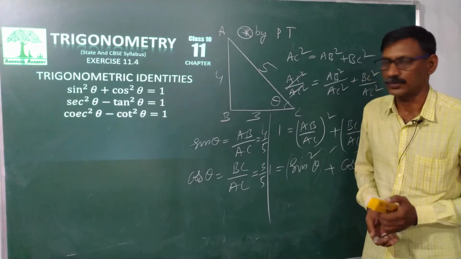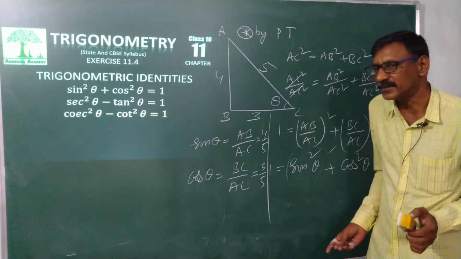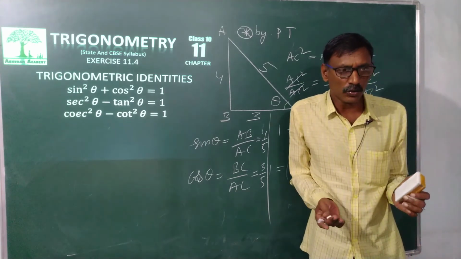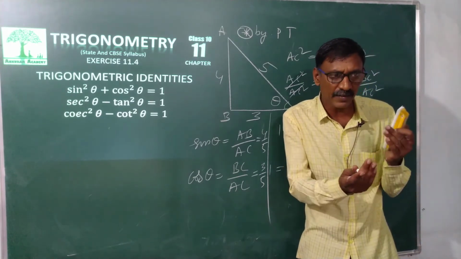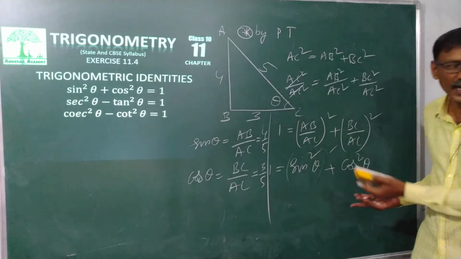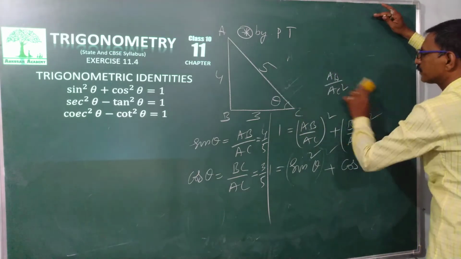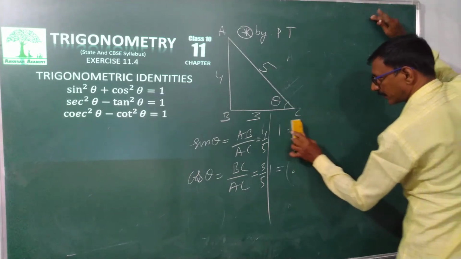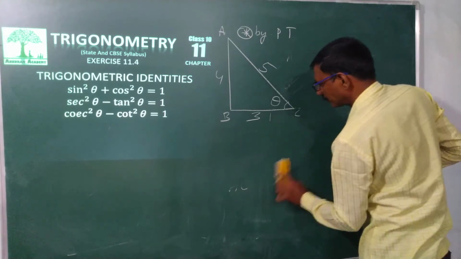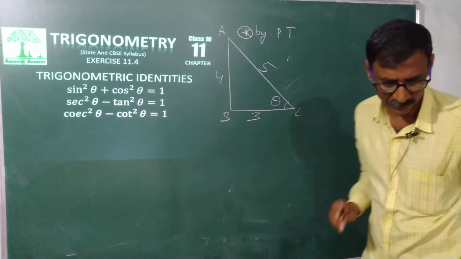Similarly, we can prove secant square theta minus tan square theta equals to 1. That means here we have to find a relation between sec theta and tan theta. Similarly, we can prove it. Now, I would like to take secant and tan.